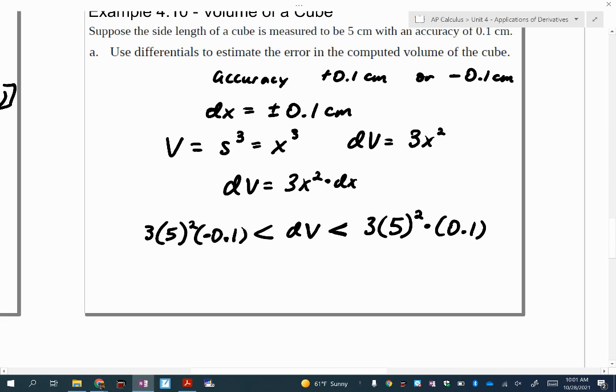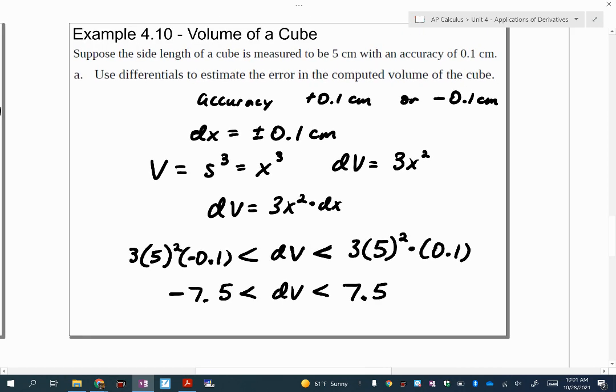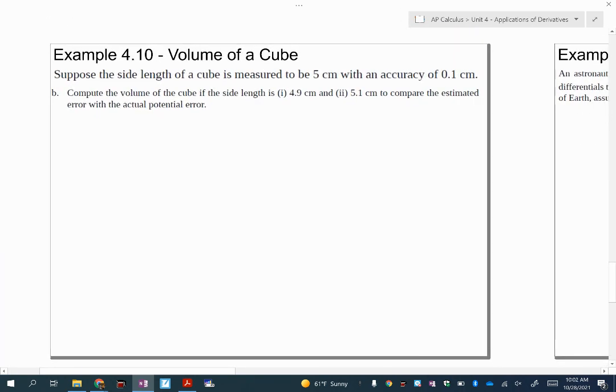So the idea is that that one's going to be negative. If you do the math here, 5 squared is 25, times 3 is 75, multiplied by negative 0.1, you get negative 7.5, compared to positive 7.5. So we're saying that if we use differentials, we're estimating that the error in the computed volume of the cube, so the approximate error, would be anywhere between negative 7.5 cubic units off all the way up to positive 7.5 cubic units off. So somewhere in between.